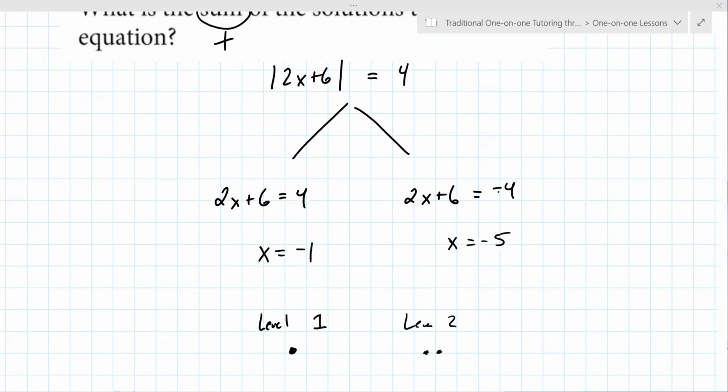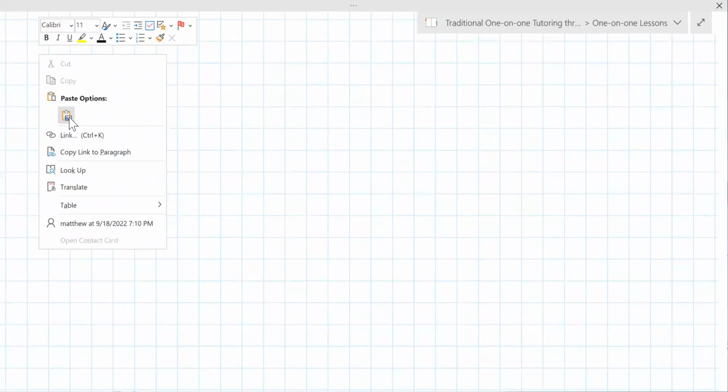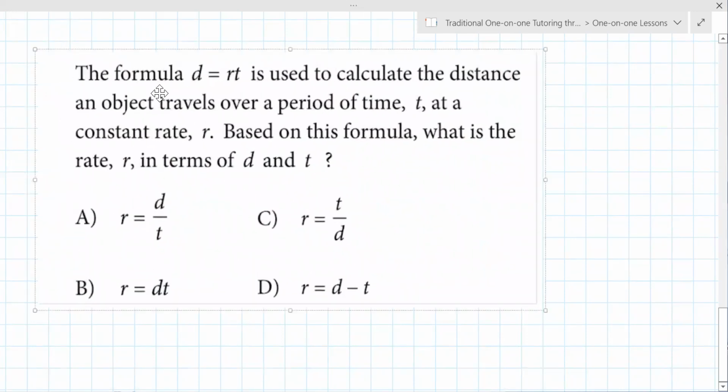Okay. So I'm going to snip the whole question in. And I'll read it out loud. The formula D equals RT is used to calculate the distance an object travels over a period of time T at a constant rate R. Based on this information, what is the rate R in terms of D and T? And I'd like you to focus on this last sentence again, the question.